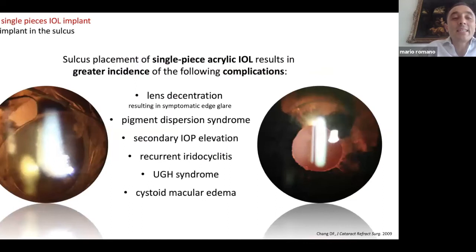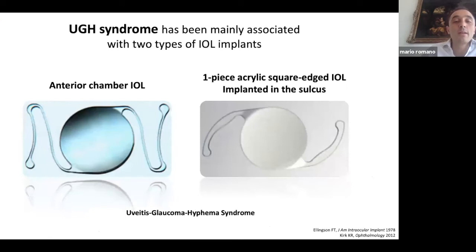Regarding the single-piece IOL implant, it can induce UGH syndrome. We'll see that later. The sulcus placement of a single-piece acrylic IOL results in several complications: UGH syndrome, secondary IOP elevation, pigmentary dispersion syndrome, and lens decentration. So we don't have to use this kind of lens in case of PC rupture.